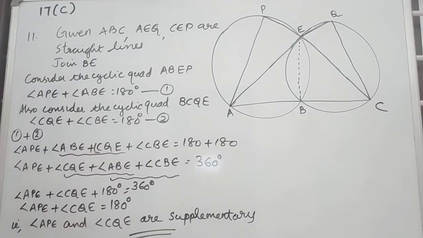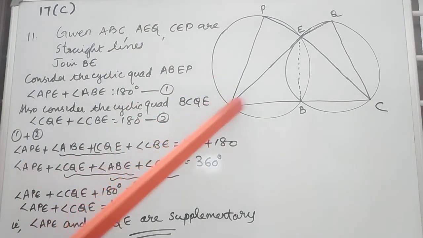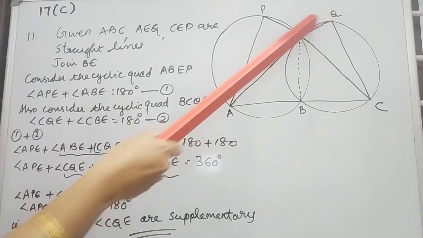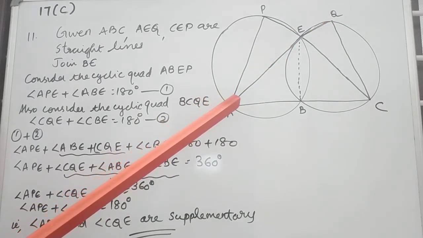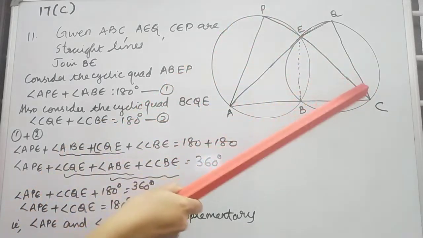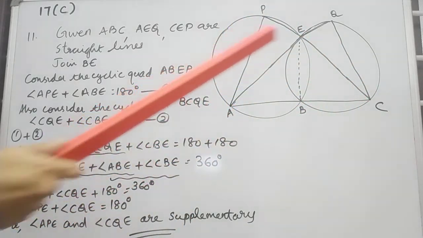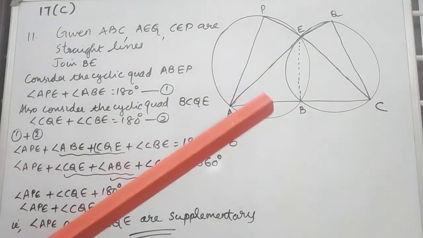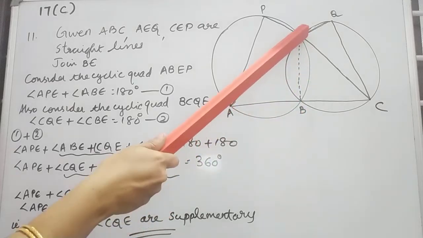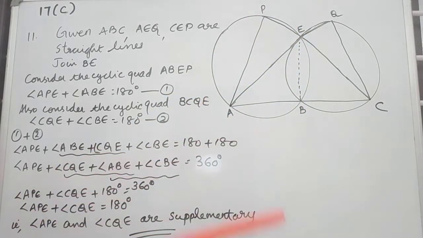Okay. So given ABC is a straight line. AEQ also is a straight line. Then CEP, this is also a straight line. Join BE. We can consider the cyclic quadrilateral ABEP. Opposite angles of a cyclic quadrilateral are supplementary.